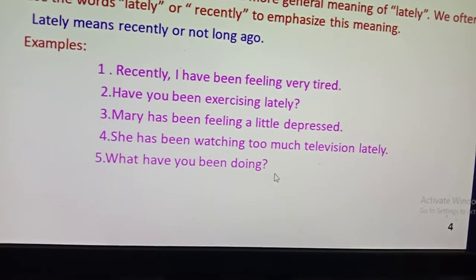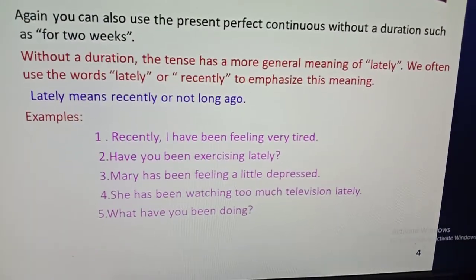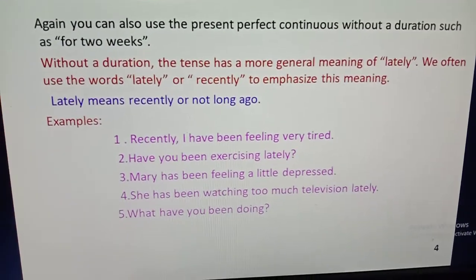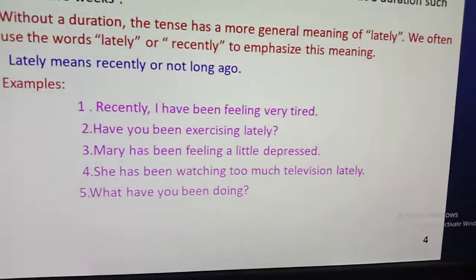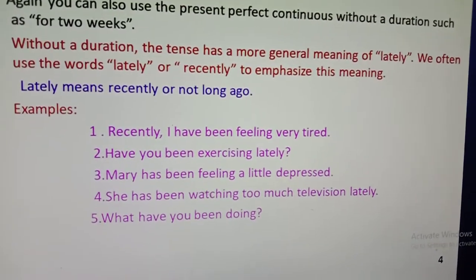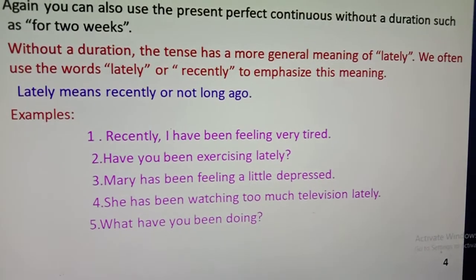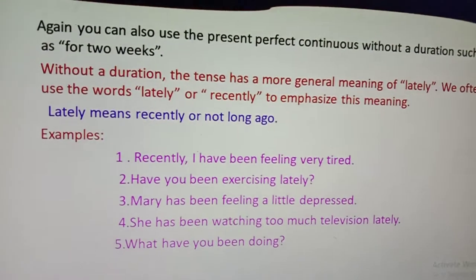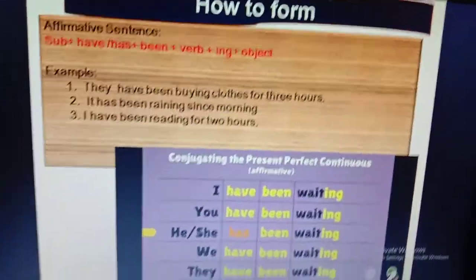Okay. So boys, you can see that there are 2 kinds of uses of present perfect continuous tense. In one kind you will have duration of time, and in another kind you will not have the duration of time. There can be the action of recently or lately, and you have to identify the meaning by reading the sentence. Okay. Then we'll go for how to form.